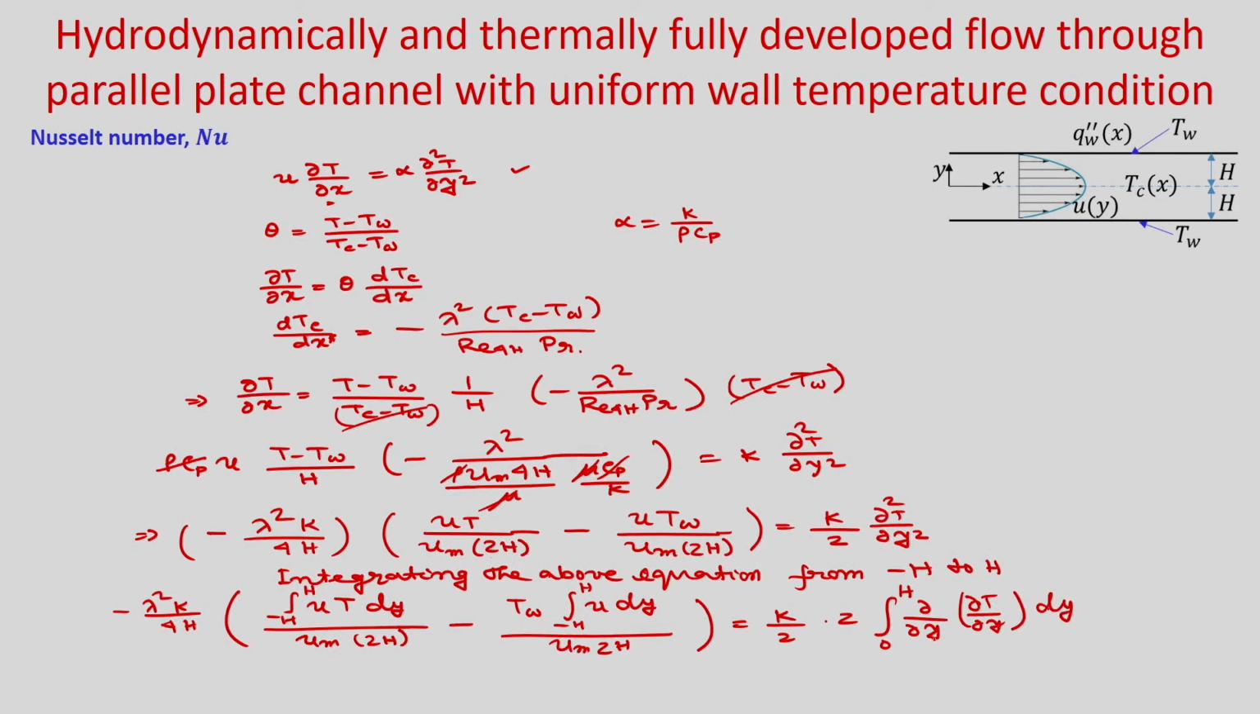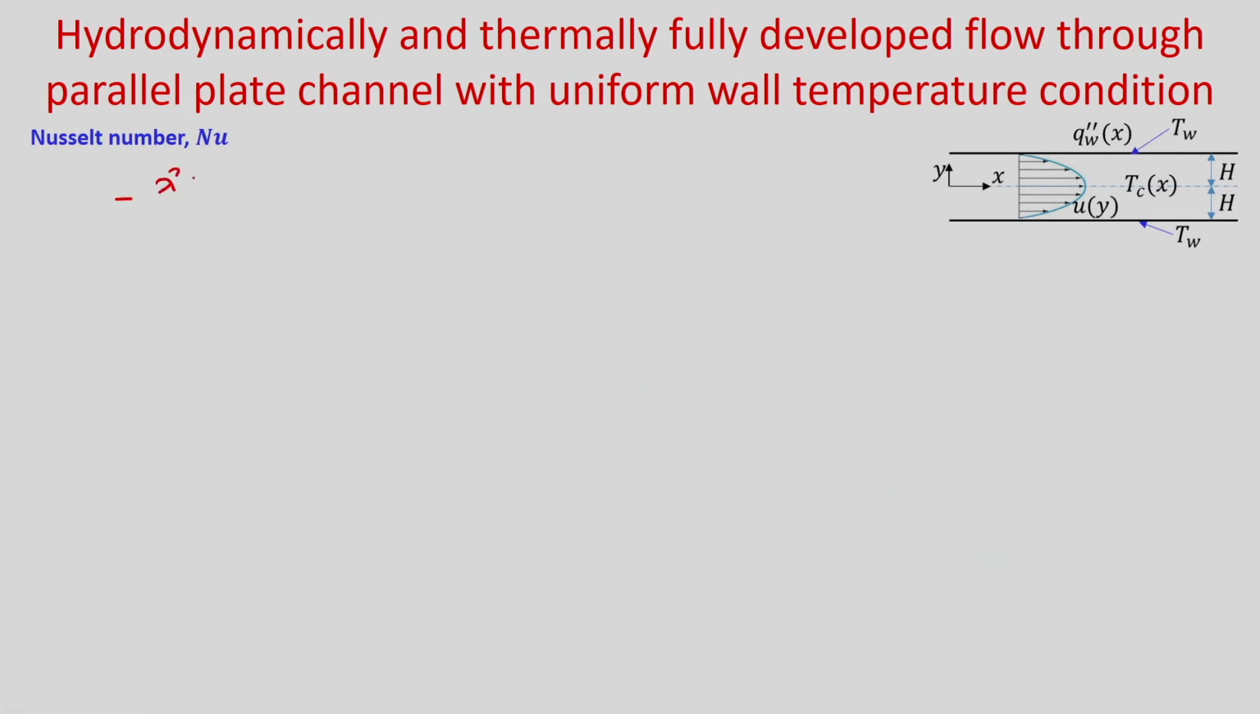So, this right hand side term you see the integration. So, this del t by del y at h will give you the wall heat flux, and del t by del y at y is equal to 0 is the central line temperature gradient, and that is equal to 0, because from boundary condition you have seen. So, you can write minus lambda square divided by 4hk.